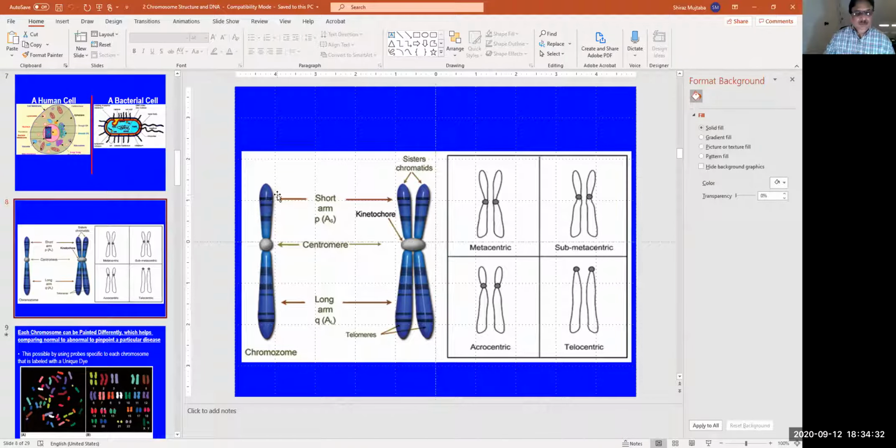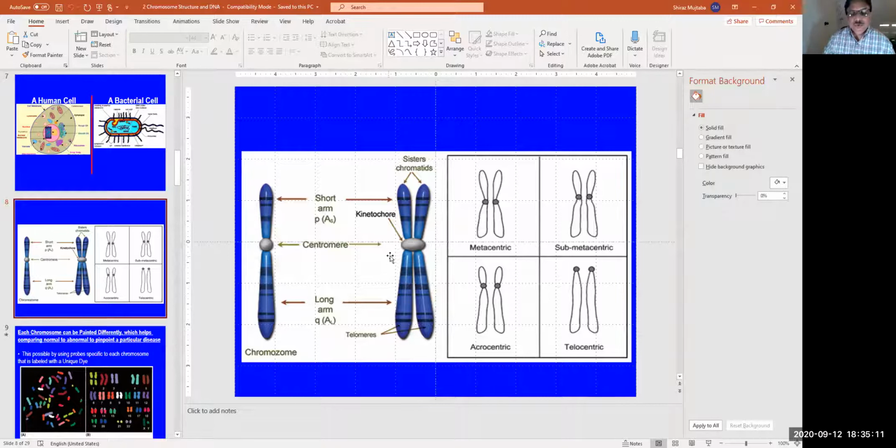So look at the structure of a chromosome that is not duplicated, right? There's a central piece called the centromere. This centromere is a very tight structure. I'll explain what I mean by tight. And then this tight centromere has two arms, which are called chromatids, right? It could be short, it could be long. The short arm is referred to as p and the long arm is referred to as q.